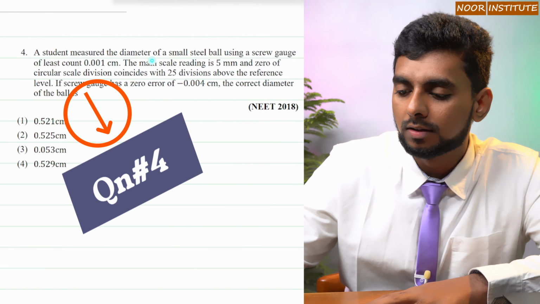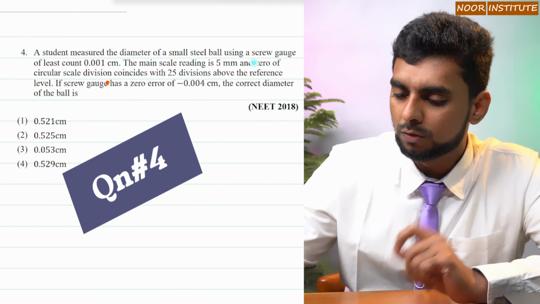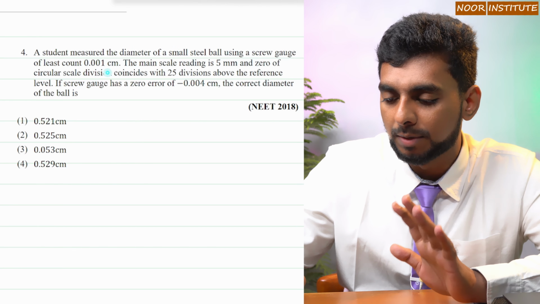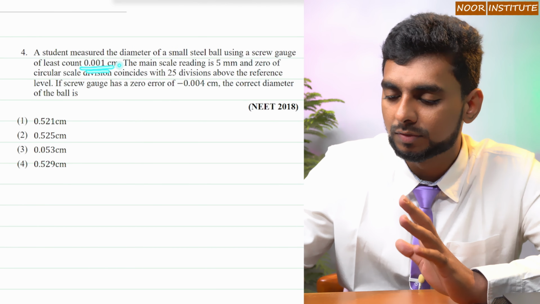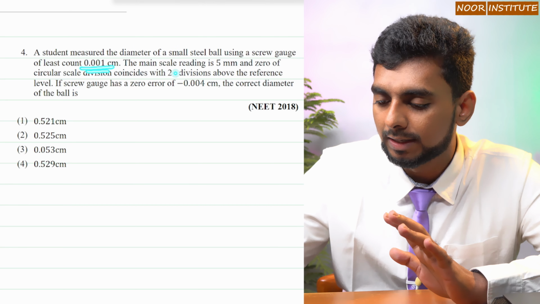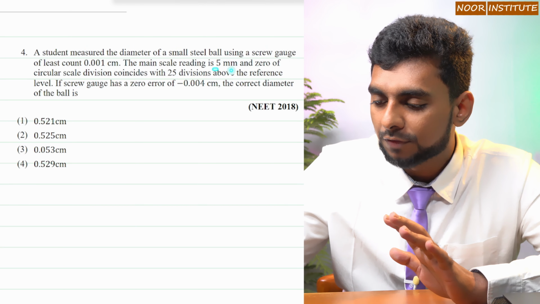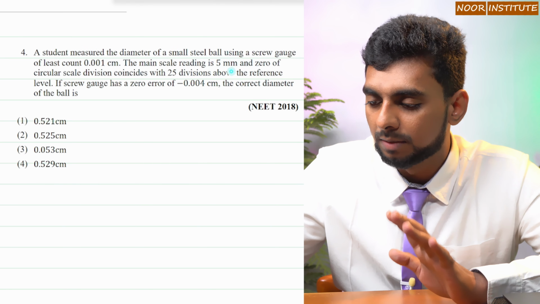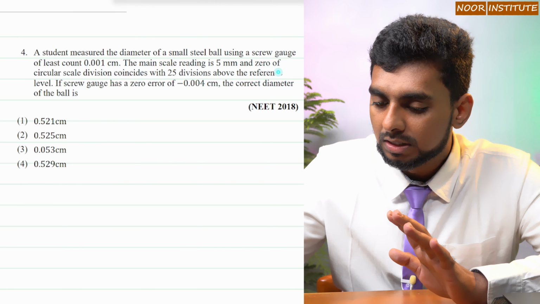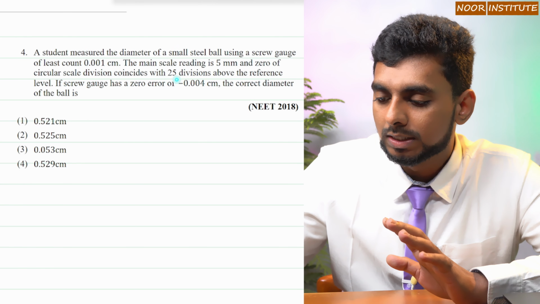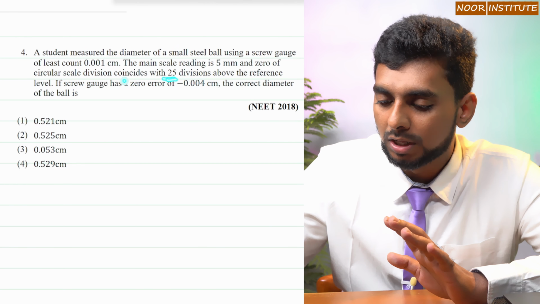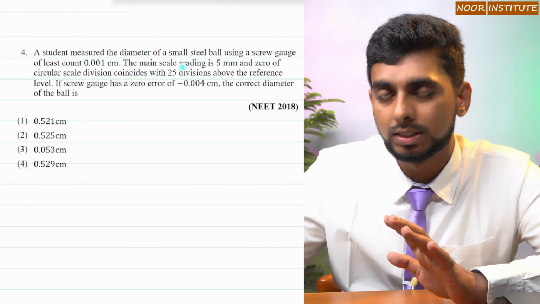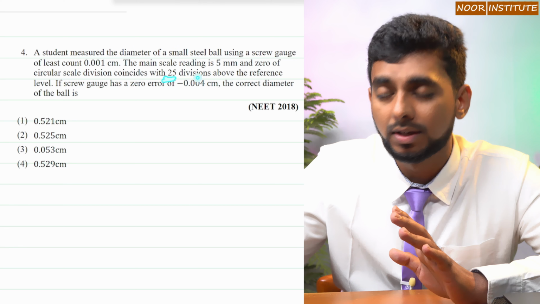A student measured the diameter of a small steel ball using a screw gauge of least count 0.001 centimeter, right? So they have given us the least count, which is 0.001 centimeter. The main scale reading is 5 millimeter. So they have given us the main scale reading also, which is 5 millimeter, okay? And then 0 of circular scale division coincide with 25 divisions above the reference level, right? So what they've given here is actually the circular scale coincidence, so the number of divisions is 25 divisions, right?